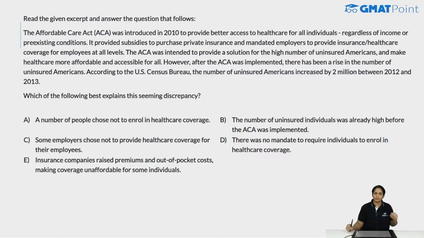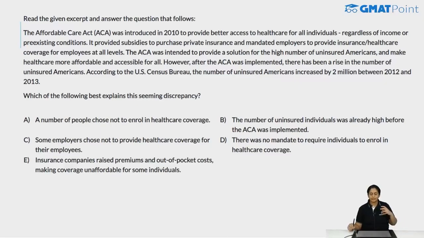In this particular video, we have to identify what could be a source of a discrepancy observed. So let's first take a look at what is a discrepancy. The Affordable Care Act, ACA, was introduced in 2010 to provide better access to healthcare for all individuals, regardless of income or pre-existing conditions. It provided subsidies to purchase private insurance and mandated employers to provide healthcare coverage for employees at all levels. The ACA was intended to provide a solution for the high number of uninsured Americans and make healthcare more affordable and accessible for all. However, after the ACA was implemented, there has been a rise in the number of uninsured Americans. According to the US Census Bureau, the number of uninsured Americans increased by 2 million between 2012 and 2013.